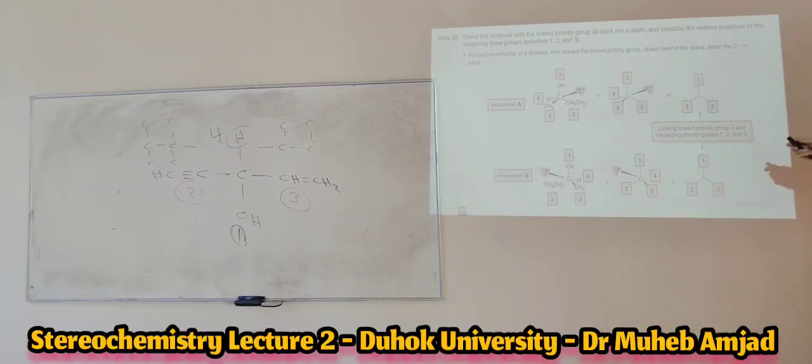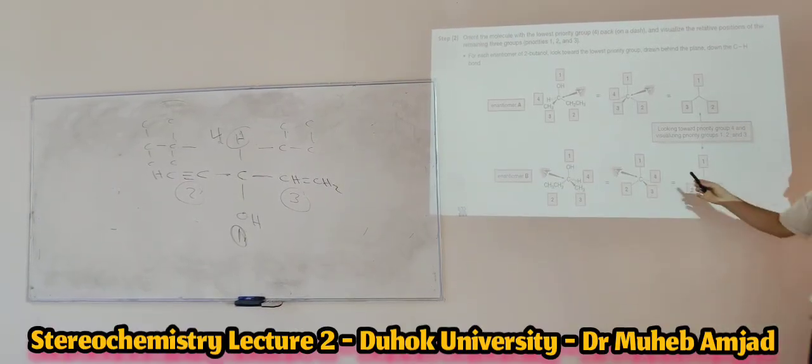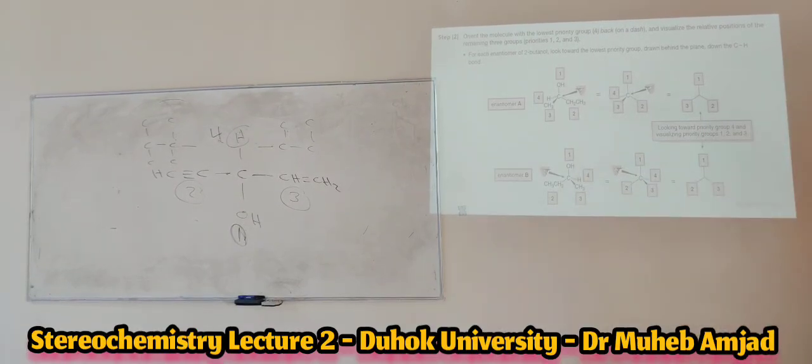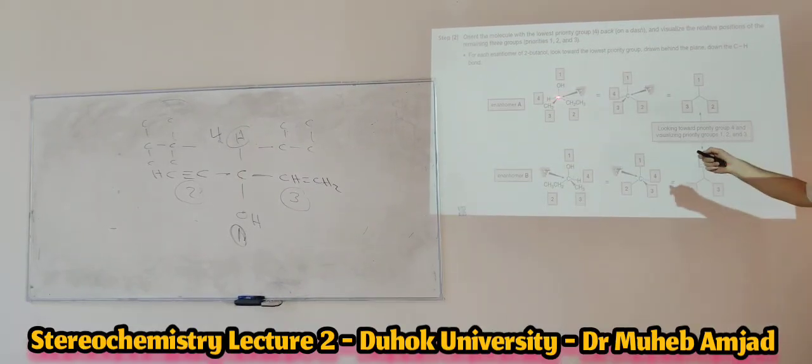So, look, one of them will be 1, 2, 3, and the second will be the reverse. Look and test the position of the 3 remaining groups. So, for each enantiomer, look toward the lowest priority group drawn behind the plane, down at the carbon-hydrogen bond. This will be the carbon-hydrogen bond.